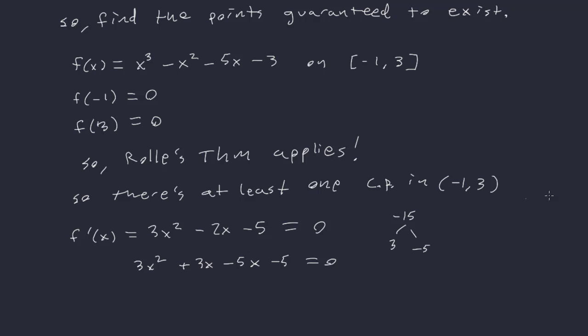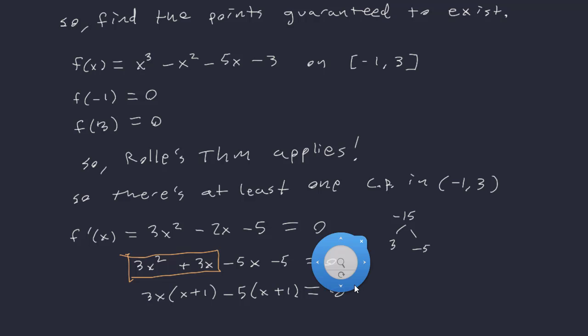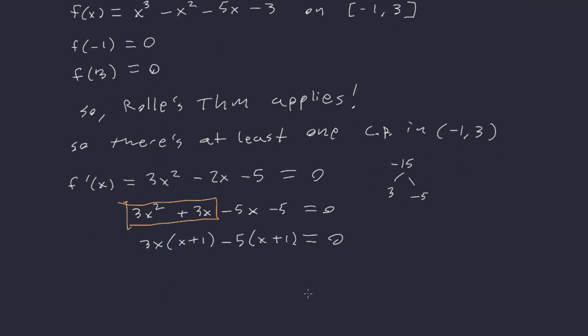And remember, we split these into groups. In the first group, we can take out a 3x to get x plus 1. And in the second group, we can take out a -5, and we'll also be left with x plus 1. That's how it should always work. If it doesn't, then you can't factor, at least not this way.